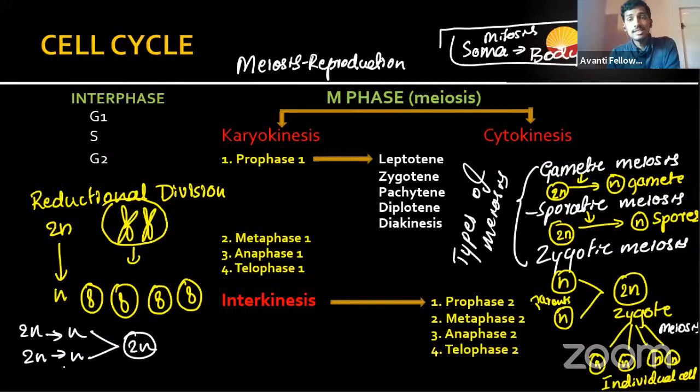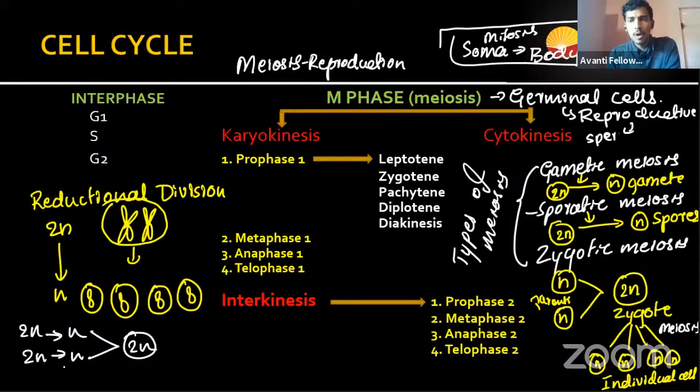But meiosis happens in germinal cells. Germinal cells means reproductive cells, or you can simply say the cells which will give rise to the sperm or egg. In the human body, they are present in the testicles in the male, and in the ovary in the female. So mitosis normally happens in somatic or body cells. Meiosis normally happens in germinal or reproductive cells, which give rise to sperm or egg, situated in the ovary or in the testicles.